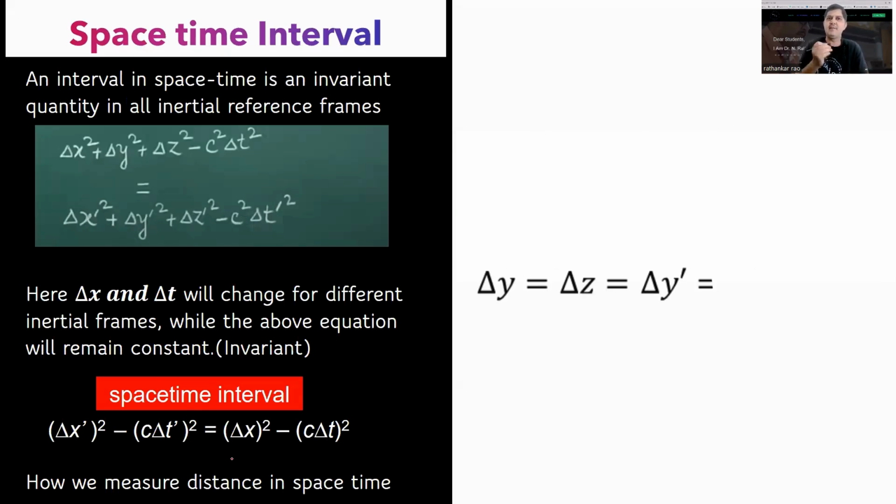Now for the time being, we'll consider the particle moving only in a straight line. If it's moving in a straight line, delta y dash and delta z dash, and so delta y and delta z, will become 0 because there's no change in the y and z coordinates. As a result, your space-time interval would be given by delta x dash square minus c square delta t dash square is equal to delta x square minus c square delta t square.